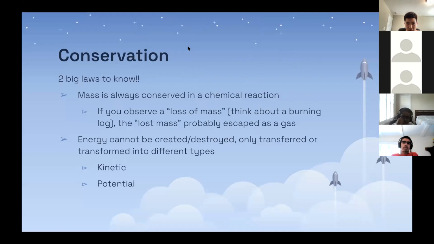But think about that thing with the roller coaster on the hill. When it's at the top, all the energy is potential, right? And then when it's at the bottom, it's converted to kinetic. But you can't just randomly put in energy from nowhere. So yeah, those are just 2 main things to remember that'll help you with problem solving later on.